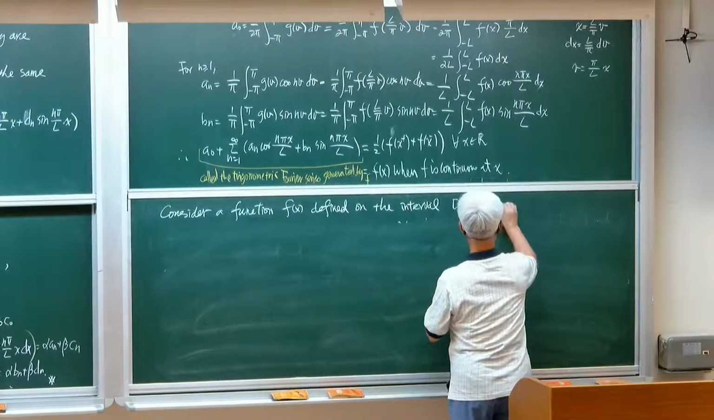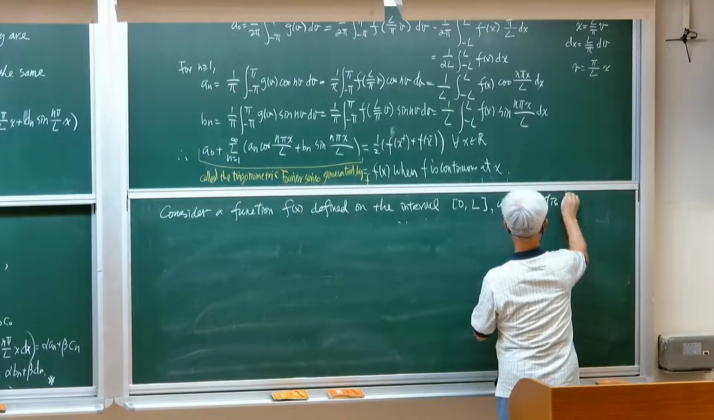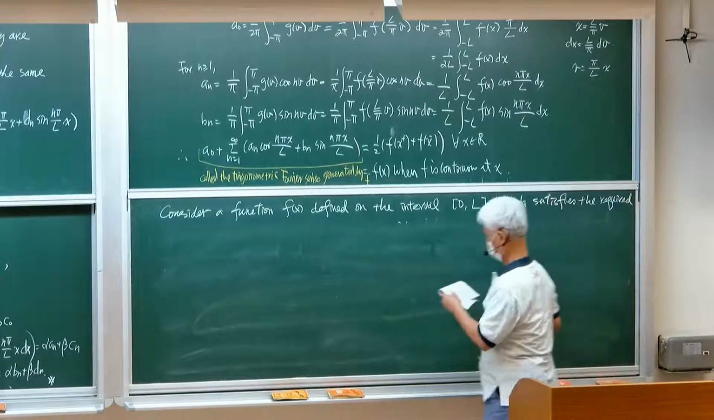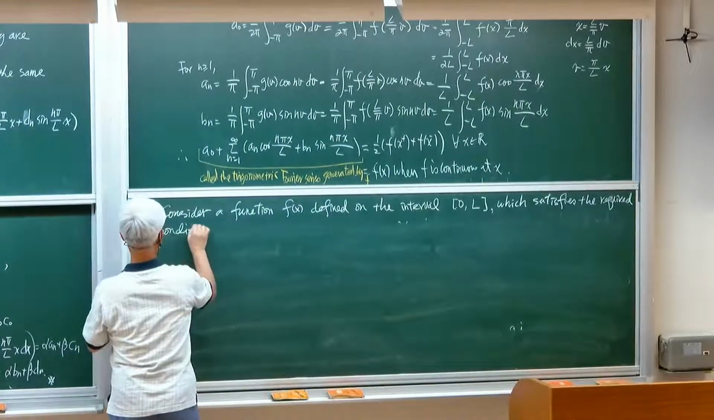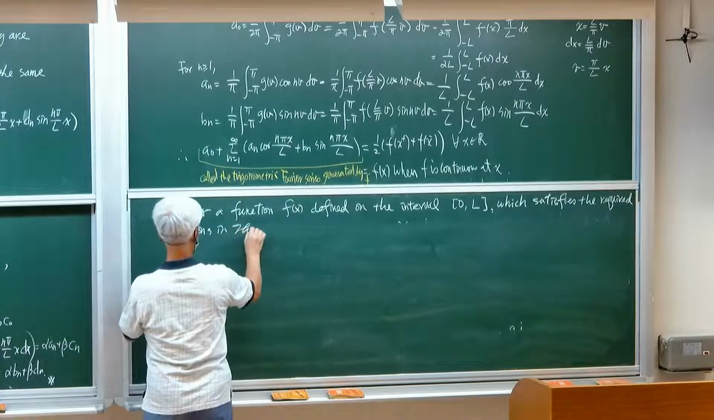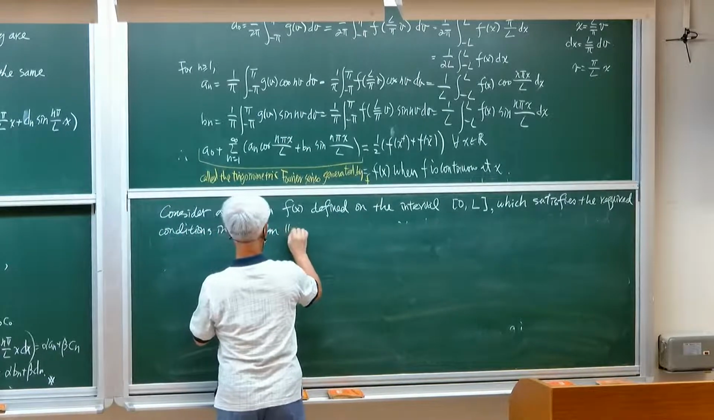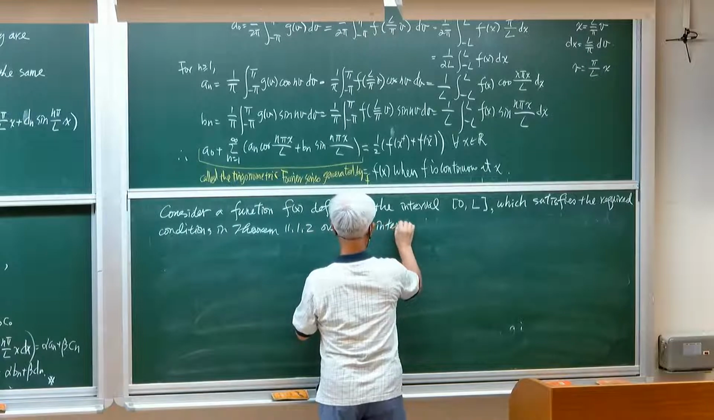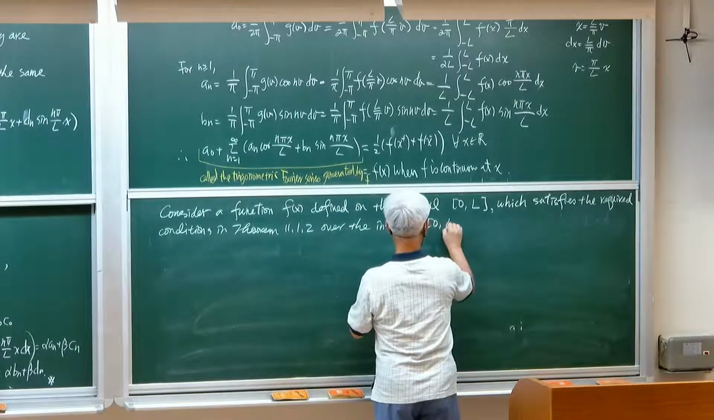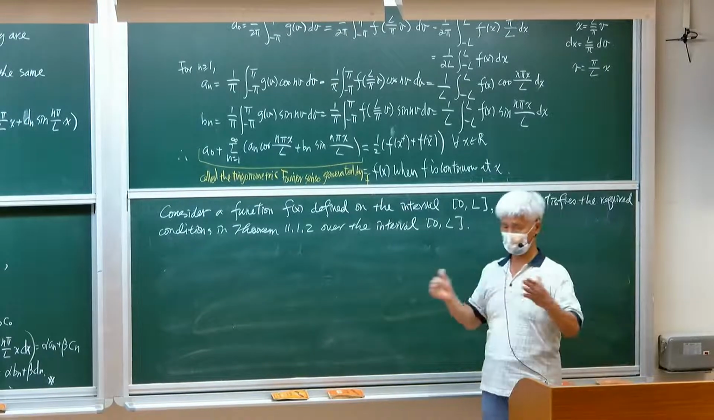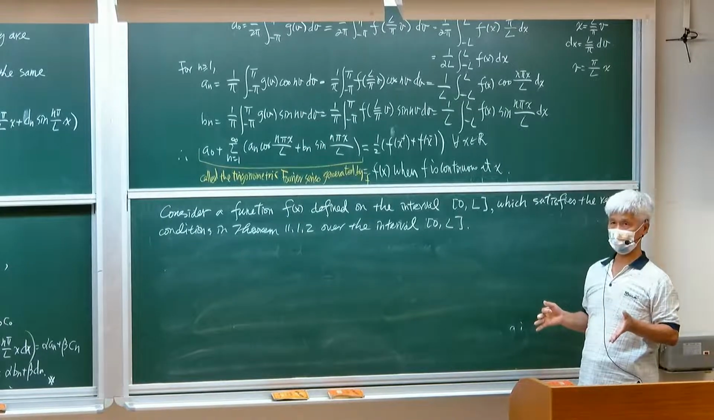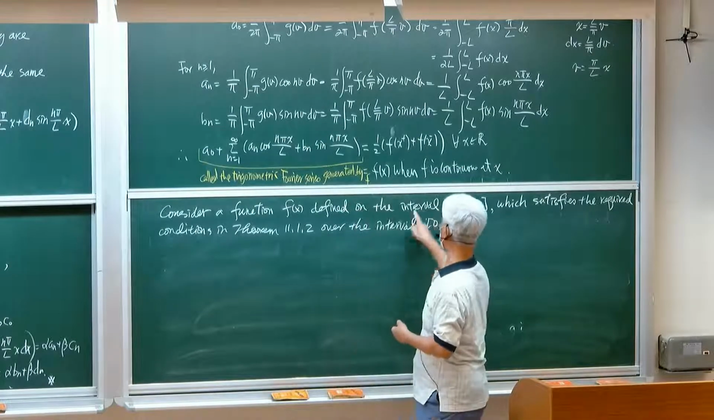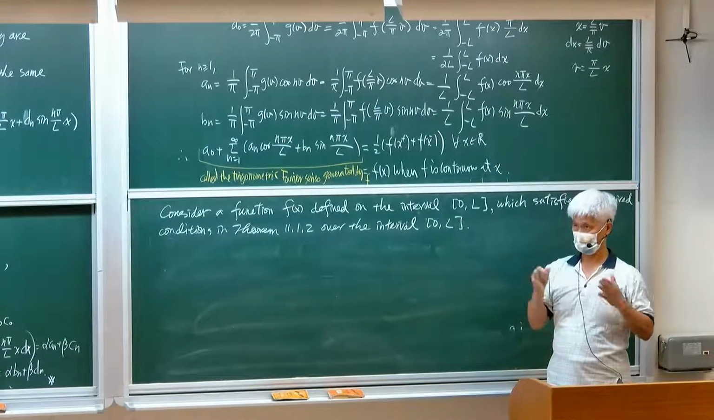And which satisfies the required condition in the representation theorem, theorem 11.1.2, over the interval 0 to L. So that means that f of x is piecewise continuous over this finite closed interval, and it has a left-hand derivative and a right-hand derivative at every point in this finite closed interval.